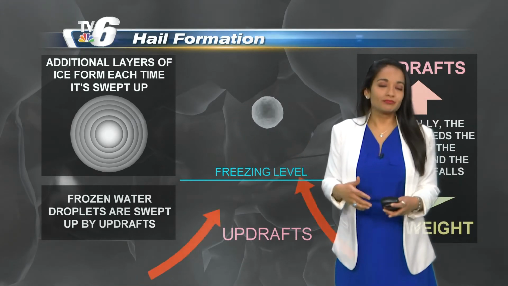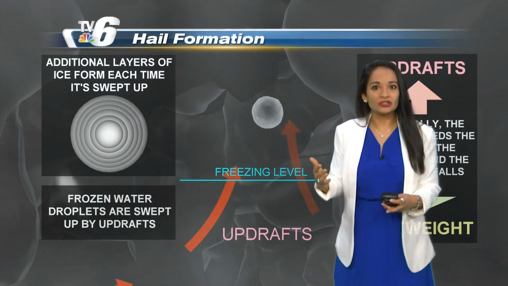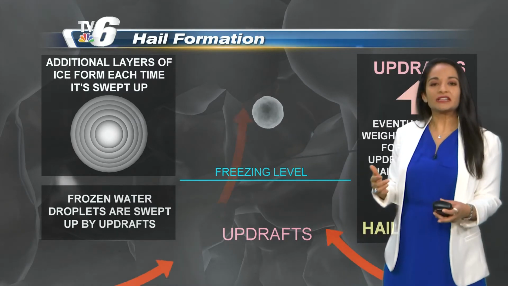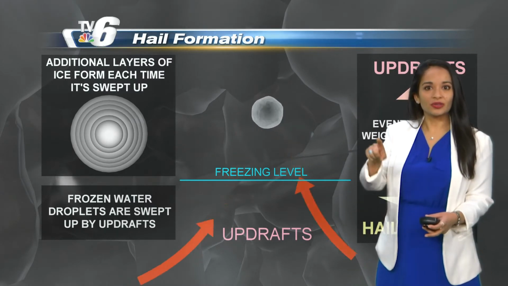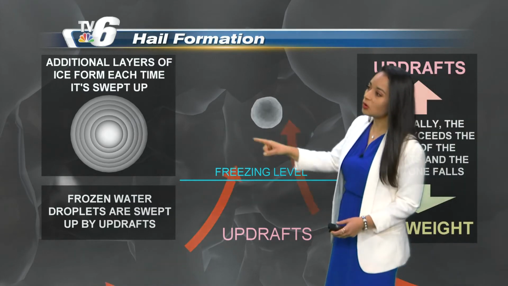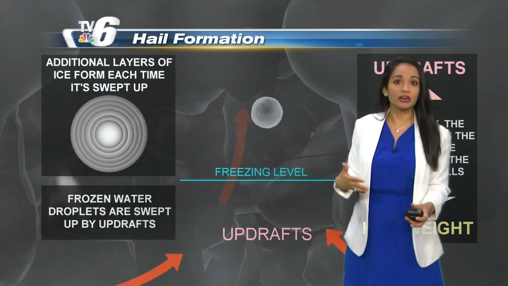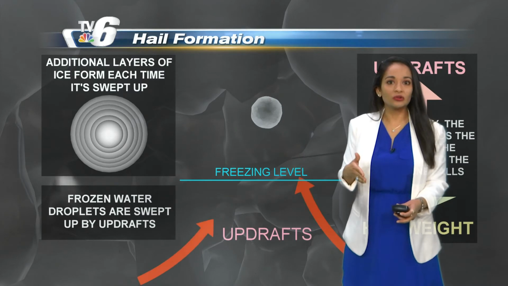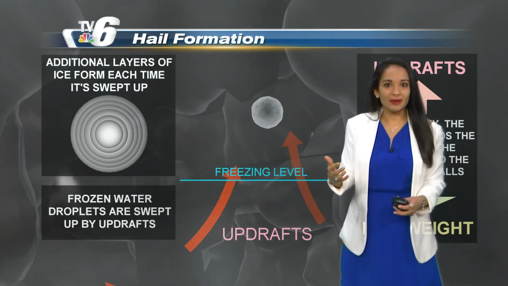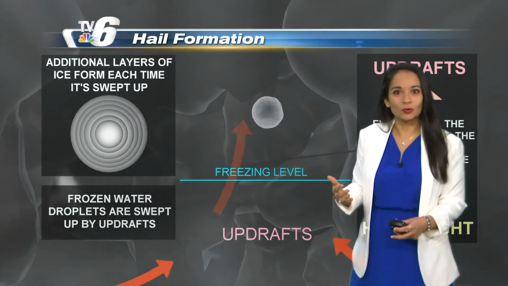And you can actually probably tell how many trips it took within the storm cloud because it gains rings. So there are hail rings that form around the hailstone just like tree rings. And if you cut the hailstone up, you can probably guesstimate how many trips it took within the storm cloud.